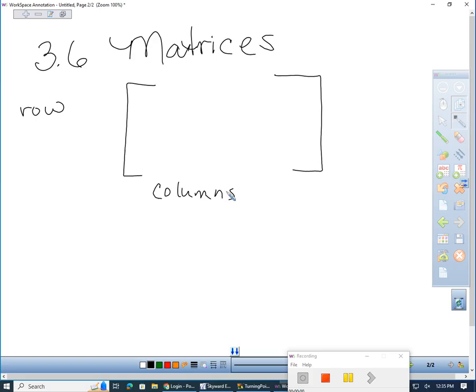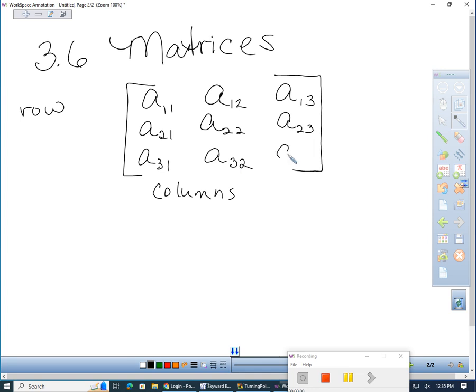Every element has a name. The first spot, if this was matrix A, would be A11. That spot would be row 1, column 1. This spot would be A12, row 1, column 2. And then A13. Then the second row would be A21, row 2, column 1, then A22, A23, very good. And if we had a third row, it would be A31, A32, and A33.